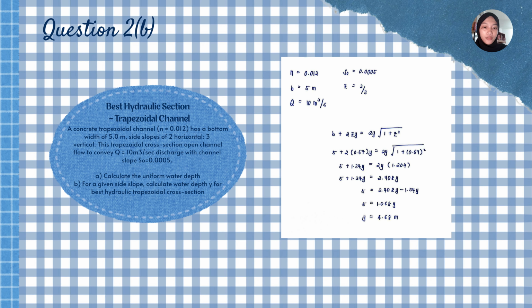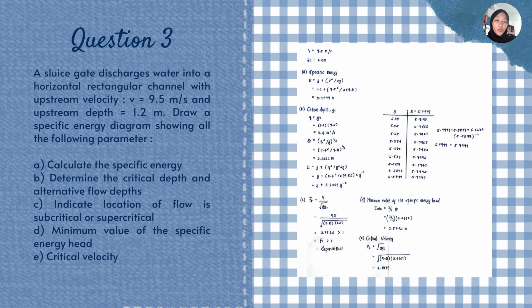That means the normal depth of flow in this trapezoidal channel is 4.68 meters. So now I will continue with question 3, which involves analyzing the specific energy, the critical depth and alternative flow depths, whether the flow is subcritical or supercritical, the minimum value of the specific energy, and the last one is critical velocity. The given data: V equals 9.5 m/s, flow depth y2 equals 1.2 m.